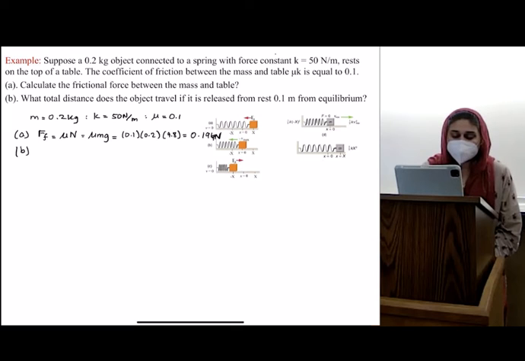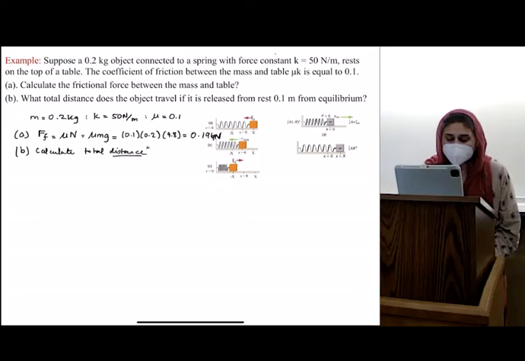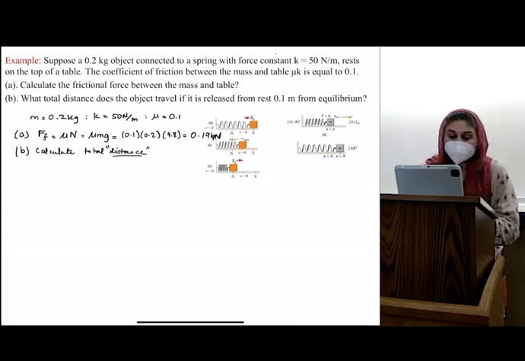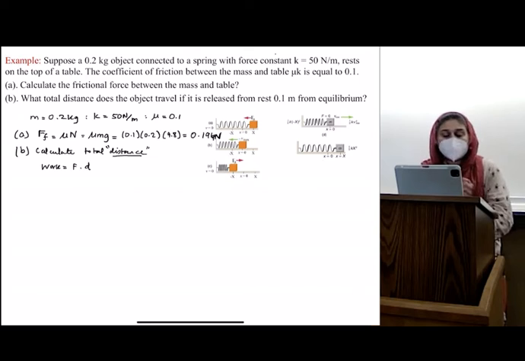Okay, now comes part B. In this part, it says calculate the total distance that the object travels if it is released from 0.1 meters away from equilibrium. So I know my formula for work. Work equals force times displacement. In this case, my force is the frictional force. I am looking for D.